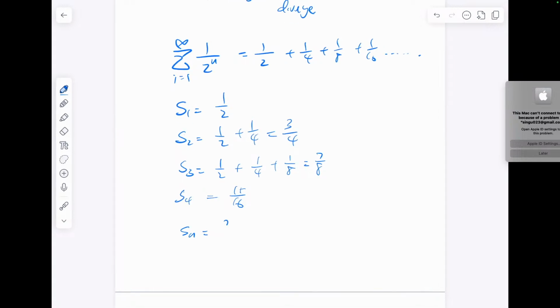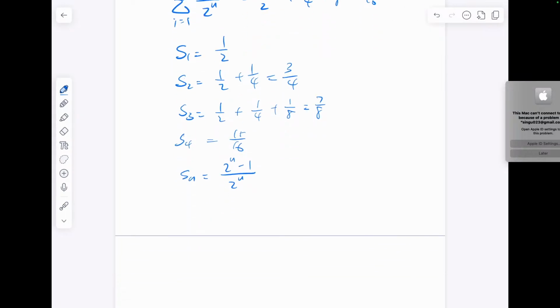Very good. 2 to the n minus 1 over 2 to the n. Because the bottom part is 2 to the n, right? The top part is always 1 less. So it's 2 to the n minus 1 over 2 to the n. Is this okay? Is it hard? Can I simplify this?